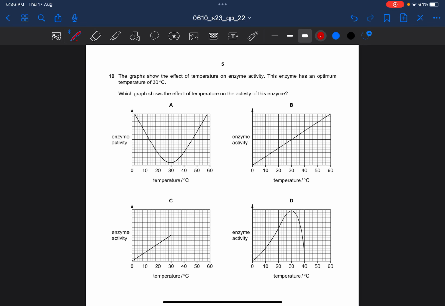Okay, question 10. The graph shows the effect of temperature on enzyme activity. The enzyme has an optimum temperature of 30 degrees. Which graph shows the effect of temperature on the activity of this enzyme? So since it's a graph of temperature affecting an enzyme, it would be D, where it goes up and reaches the optimum temperature and eventually denatures beyond that temperature.